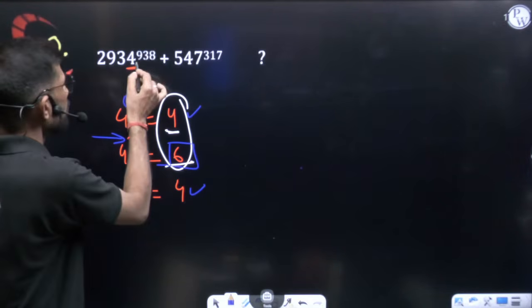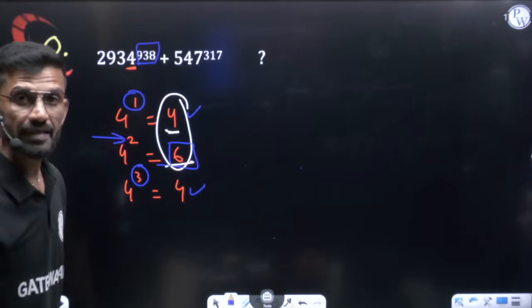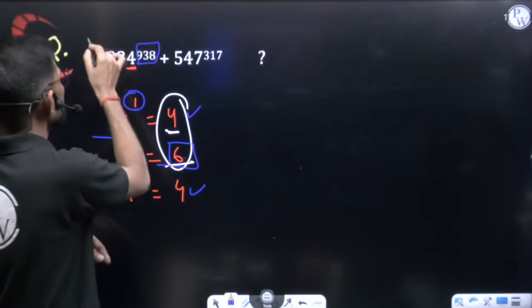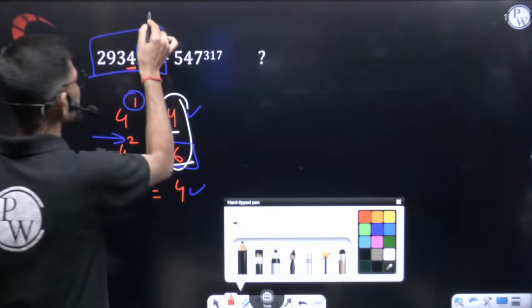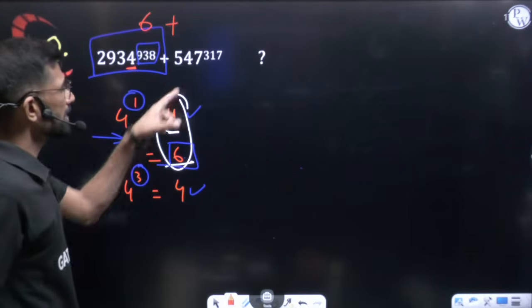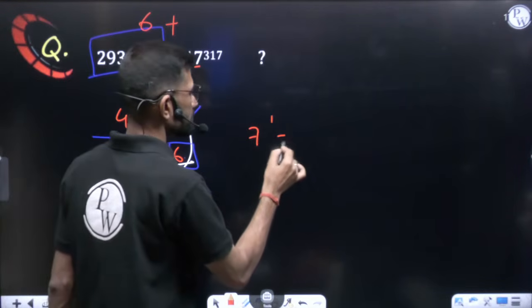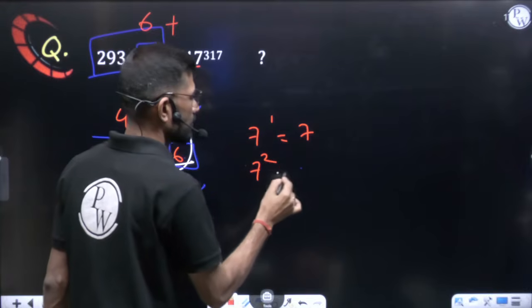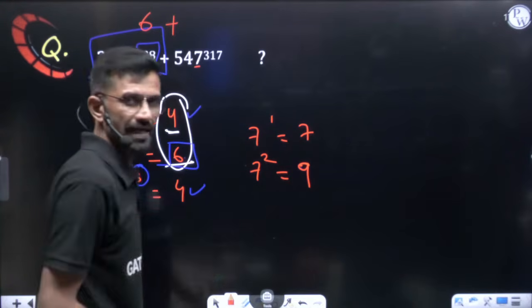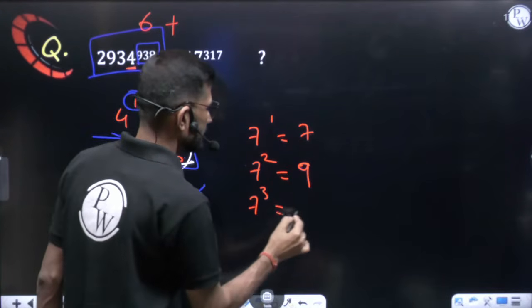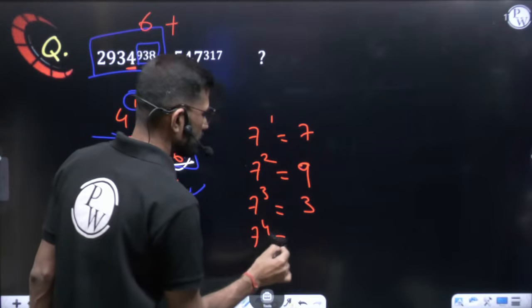Here the power is odd or even? This is an even number. So whenever the power is even, you will get 6. So for this part, you will definitely get unit digit 6, plus. Here whose power do we have to check? In the base, the last digit 7. 7 power 1 is 7. 7 square is 49, which means unit digit 9. 7 cube gives 3. 7 power 4 gives 1.